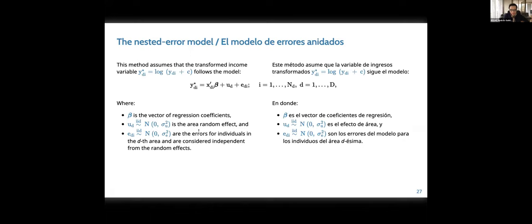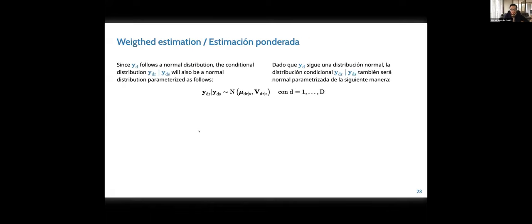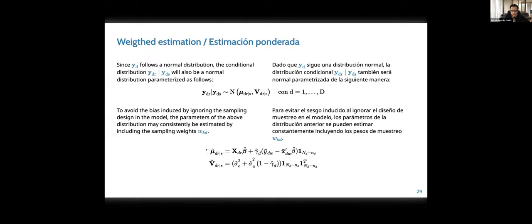So this is the nested error model, but the GMR approach assumes that you can estimate the conditional mean and the conditional variance by using the sampling weights in this expression. Let me take a look at the timer. All right, I have 3 minutes.